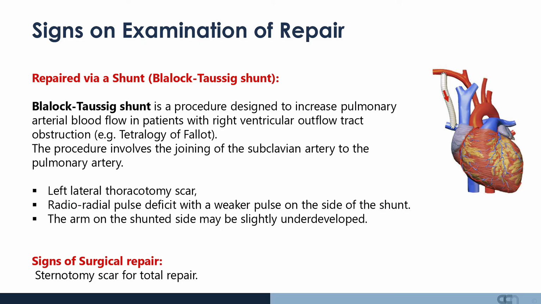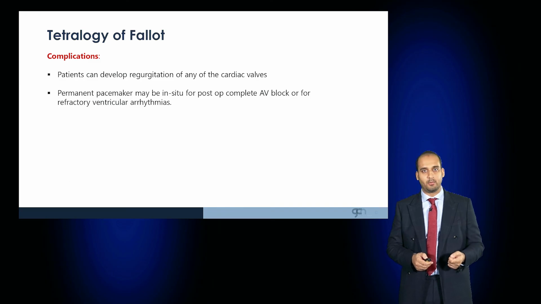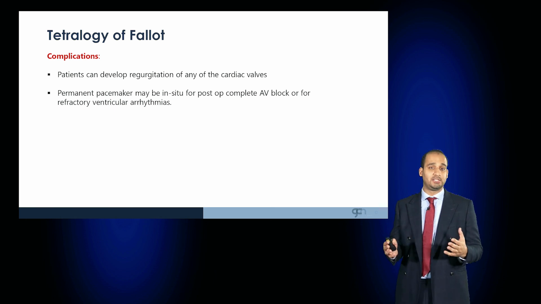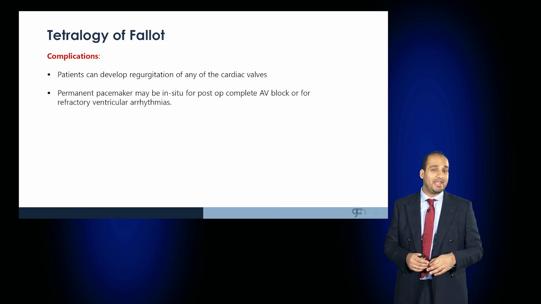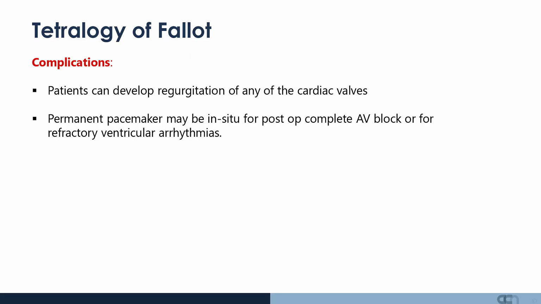And so these patients may have a left lateral thoracotomy scar, they may have a radial pulse defect where the pulse is weaker on the side of the shunt and the arm on the shunted side as a result may be underdeveloped. And you may also see a sternotomy scar in patients who have had a complete surgical repair of these 4 features in Tetralogy of Fallot. Some of the complications that you should be aware of are patients can develop regurgitation of any of these valves, and they may require a permanent pacemaker if they develop atrioventricular block or for refractory ventricular arrhythmias.